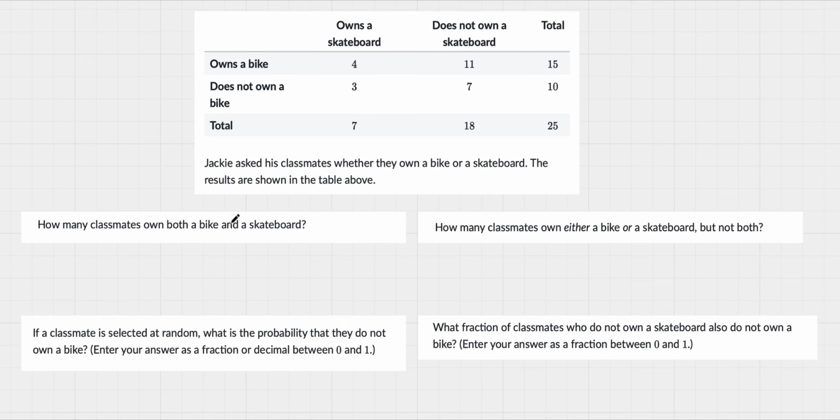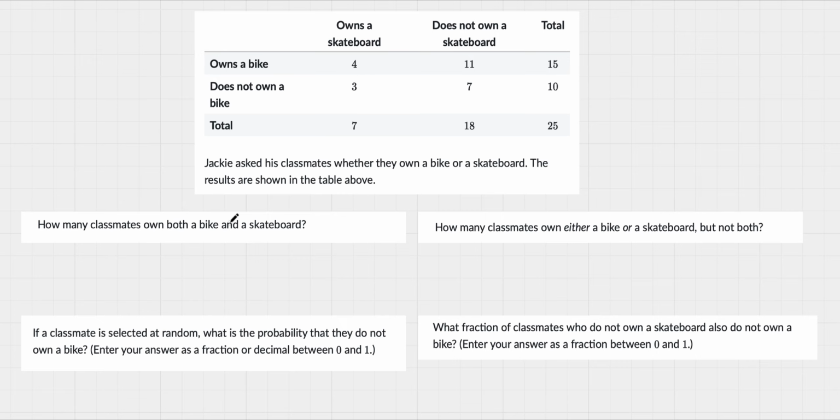We have this problem from the topic probability and relative frequency. So let's dive right into the question. Jackie asked his classmates whether they own a bike or a skateboard. The results are shown in the table above. From this, the first question is asking how many classmates own both a bike and a skateboard.